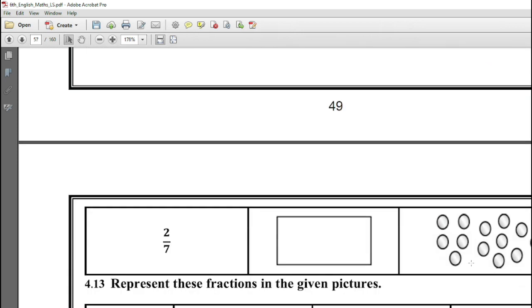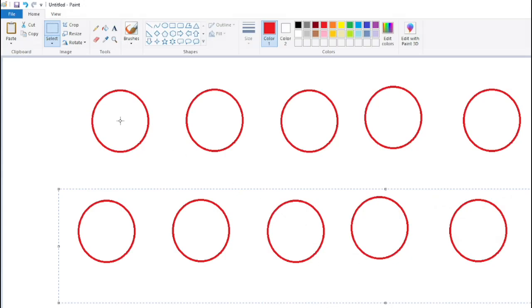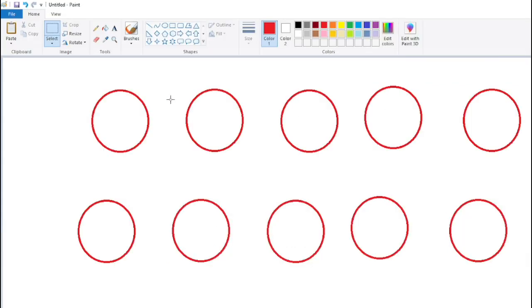Same also here, just look at here. Now consider these balls here. How many are there? 1 2 3 4 5 6 7 into 2 rows. There are 7 balls. What is your description? 2 by 7. That means you have to first of all group into 7 groups here. 1 2 3 4 5 6.